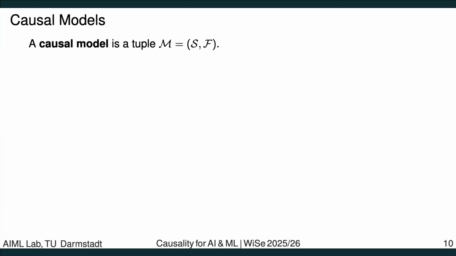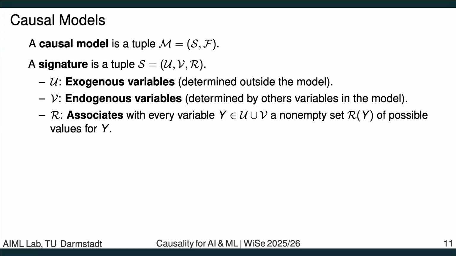So again, the framework is quite similar. A causal model is here assumed to be a tuple of some signature and the structural equations. And the signature is similar to what you have seen. It has exogenous variables, it has endogenous variables, and then it has this relation R, which basically associates every variable with a range or domain. So it's some more general type or relation on what values those variables can take on.